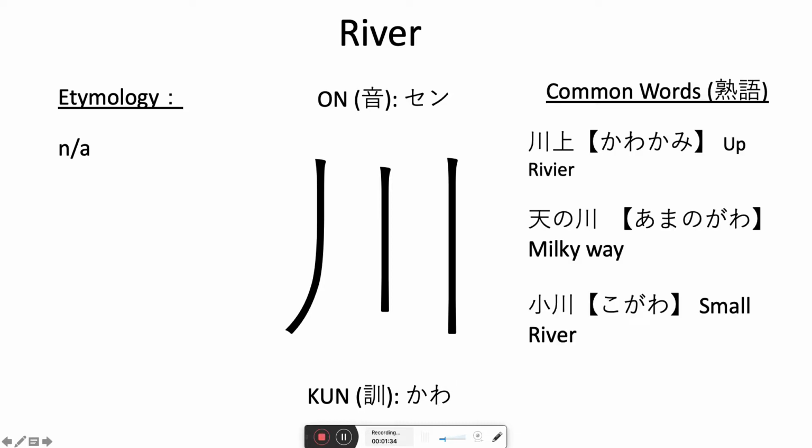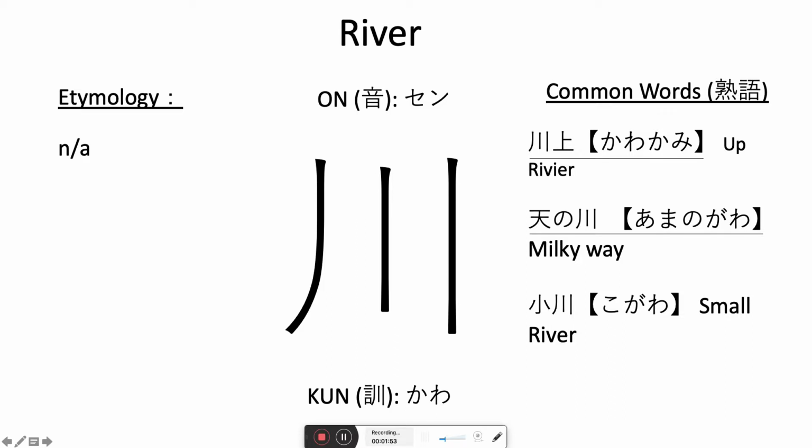So the common words and jukugo for this one are pretty straightforward. So we have kawakami. Kawakami is a fairly common name in Japan. Now some people do have their name meaning kawagami, but that simply depends on what part of Japan you're from. It does mean upriver. So we have the symbol for river, and then we have the symbol for above.